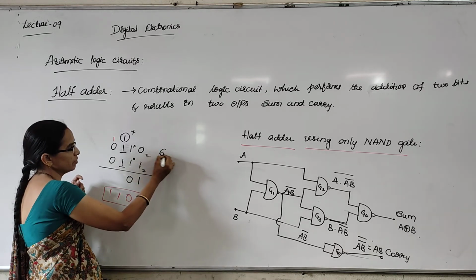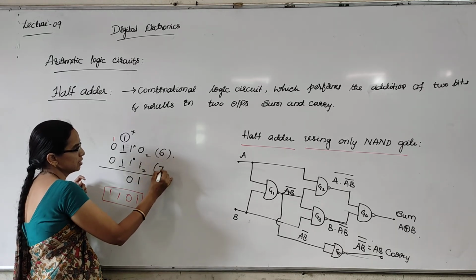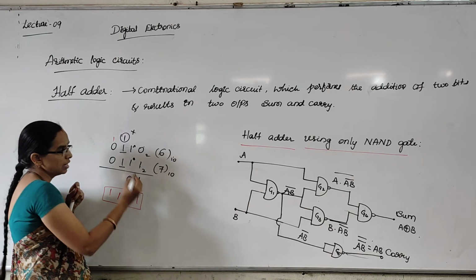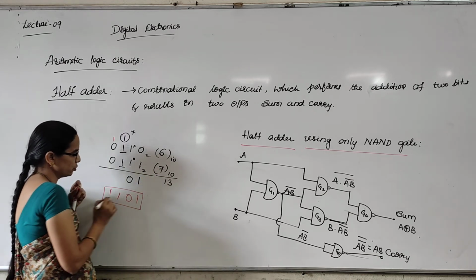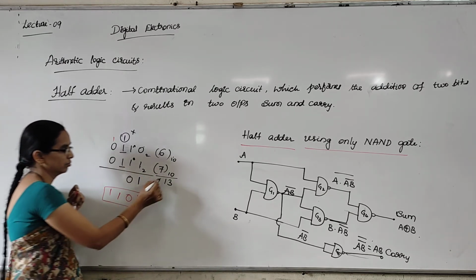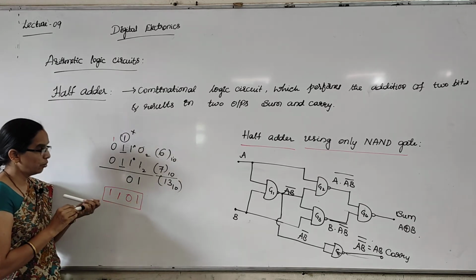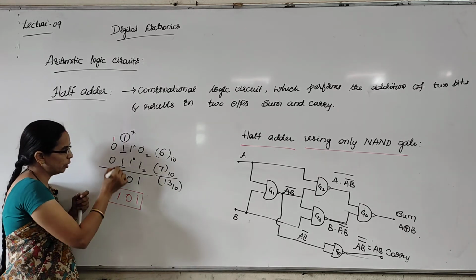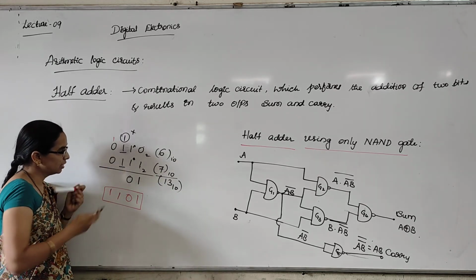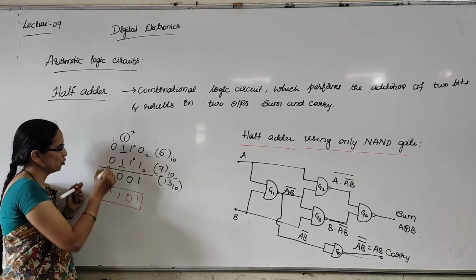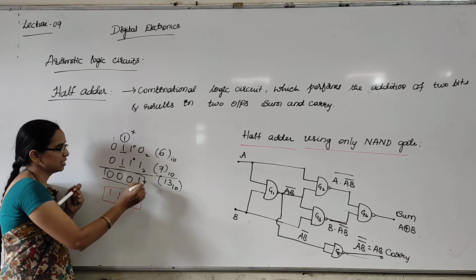It is 6 plus 7, right? Decimal 6 plus 7. 6 plus 7 is 13. I should get 1101. But what the half adder will do, 1 plus 1, it will take this as 0, and 0 plus 0. This will be our answer. This is wrong.